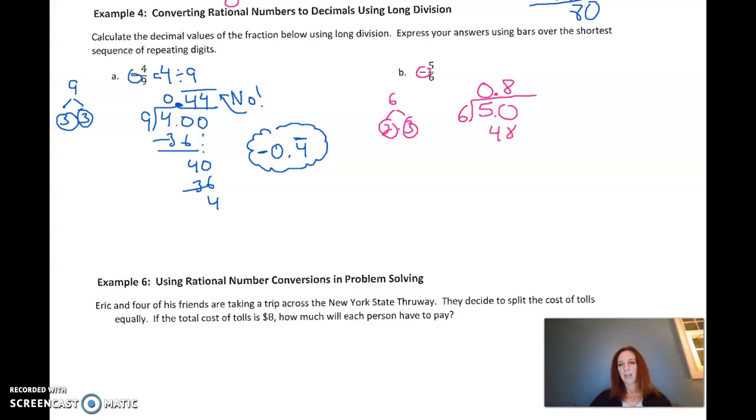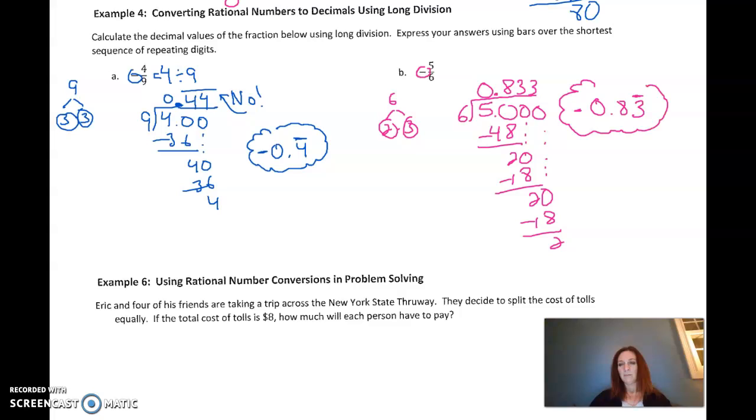8 times 6 is 48. That's a 2. Bring it down. 6 goes into 20 3 times. 3 times 6 is 18. Subtract, that's 2. Bring a 0 down. 6 goes into 20 3 times. Oh, I think we found it. But again, don't just throw a repeating sign over here. Rewrite it. 0.83. Since the 3 is repeating, that's what we put the bar over. Double check the original. Oh, negative. Put a negative out in front. Okay, all right, again, just some of those hints so we know what we're expecting when we're doing this.